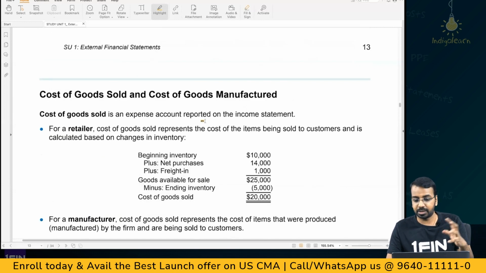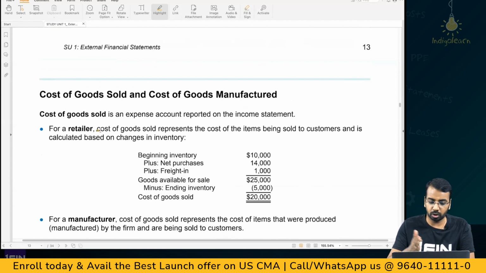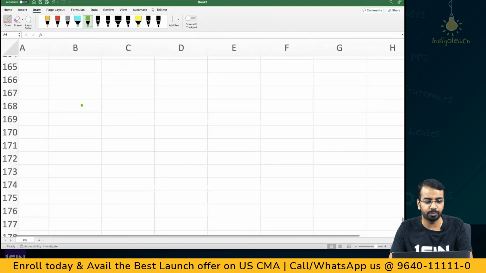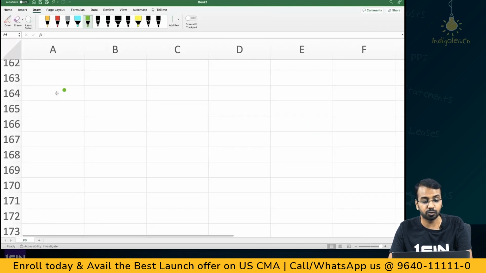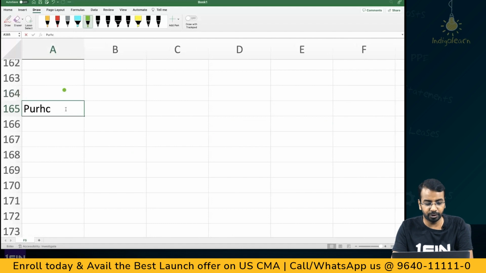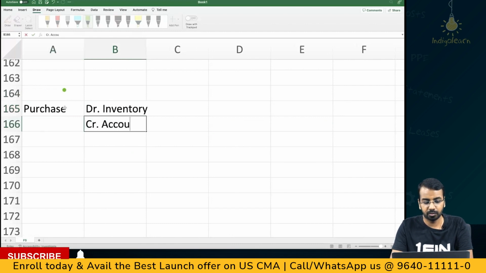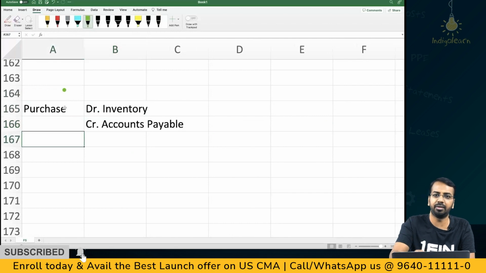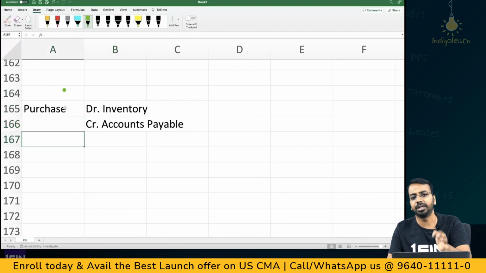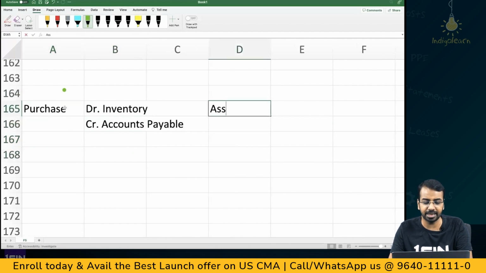Okay. Now we'll move slightly into specific aspects of the income statement. So we have revenue, cost of goods sold, cost of goods manufactured. You would have learned it as a part of costing. You will also learn it as a part of costing, but we need to understand these terms so that we understand how these items are reported. So, as I told you, when you purchase, you debit inventory, you credit accounts payable. You debit inventory, you credit accounts payable when you purchase a product. Okay, this inventory is an asset.